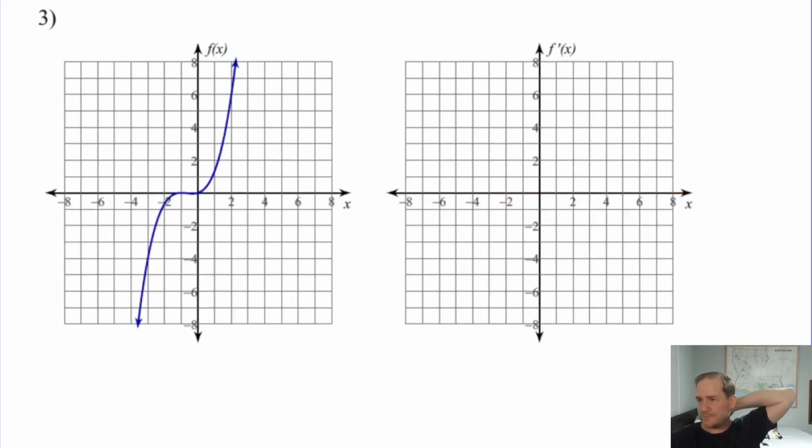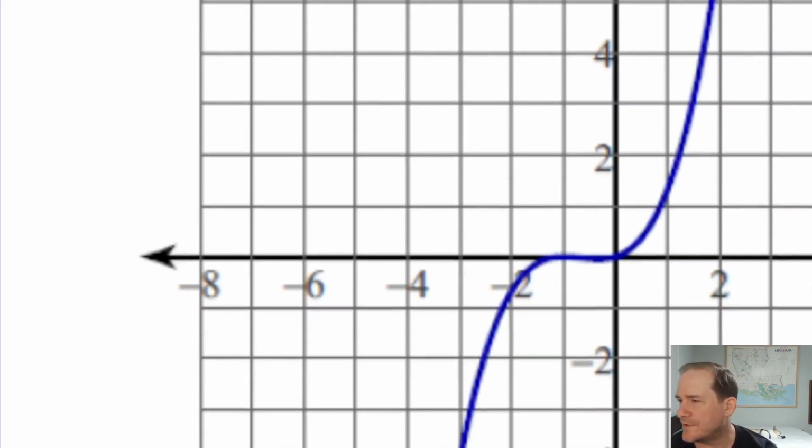Number 3. 3 is also pretty straightforward. It looks like it's kind of doing something weird in the middle. I don't love that. So what's the weirdness in the middle? It doesn't look like it actually lies flat to me. It looks like it actually comes up to a bit of a max before going down to a bit of a min and then going back up.